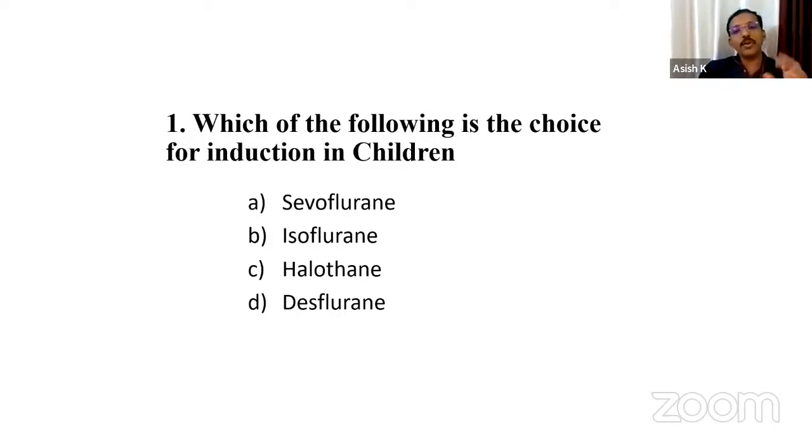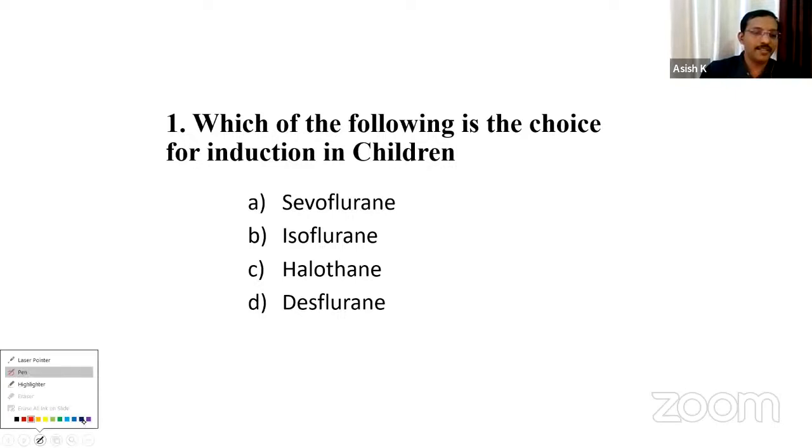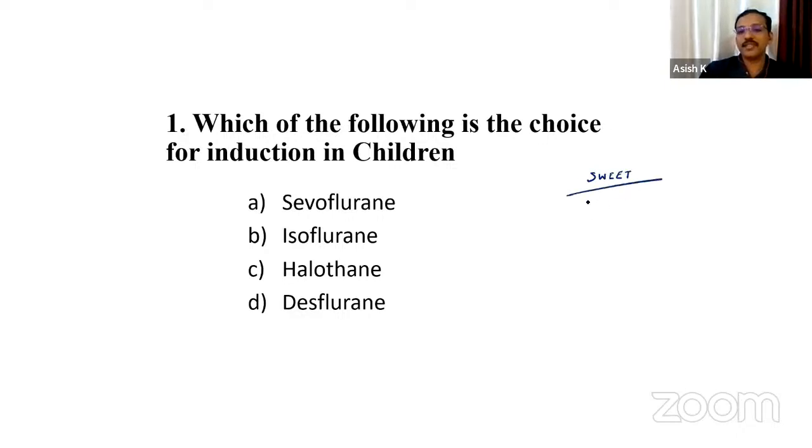Which of the following is a choice of induction in children? This is probably one of the easiest questions that we will have in anesthesia, because from the time we started the class, we have been talking about how to induce a child, and it is always given with the code. I hope you remember. For sweet children, we use sweet sevoflurane. So that is a code which we can always use for induction.